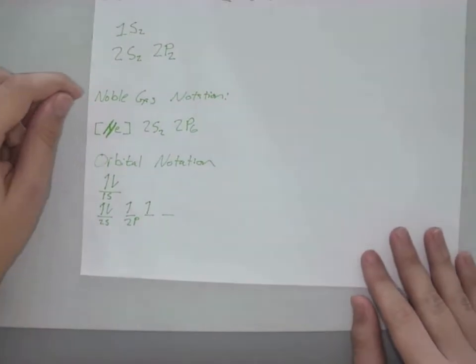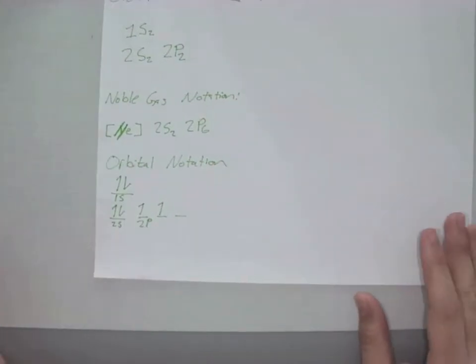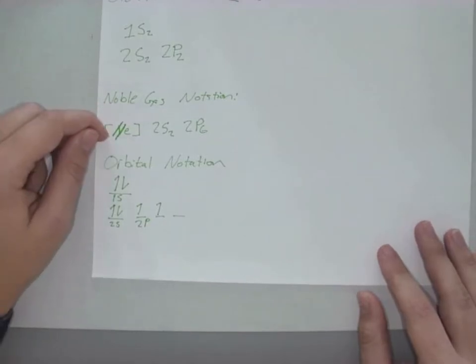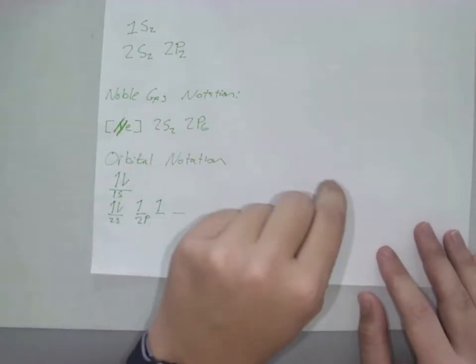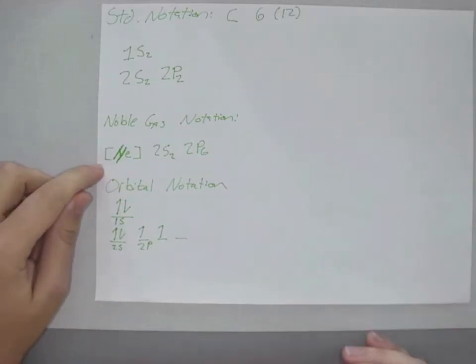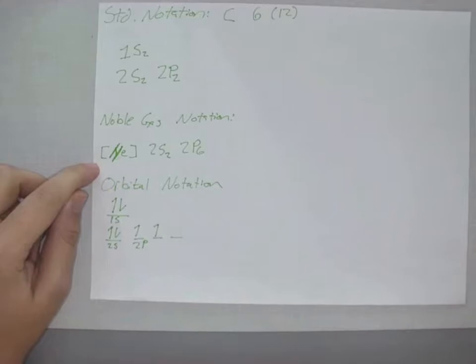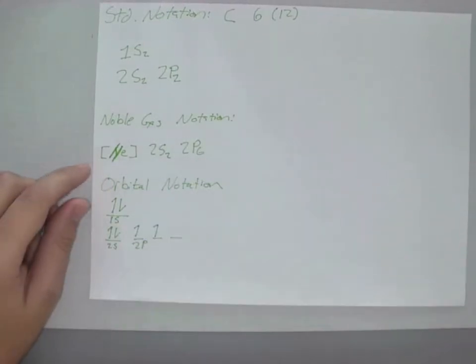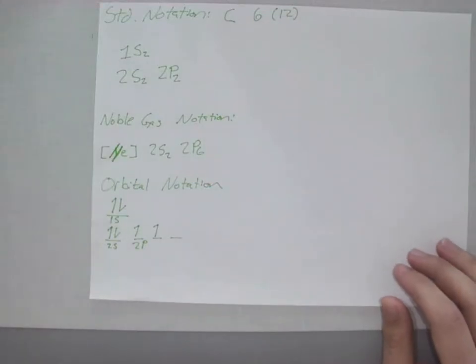One of them is the noble gas notation. What makes this nice is we can skip all the energy levels before and go straight to the nearest noble gas and then only go on from there. In this case, we would go down to helium, being the closest noble gas without going beyond carbon, and then we just have to do the 2s2 and the 2p2. So we would be able to skip everything before that.